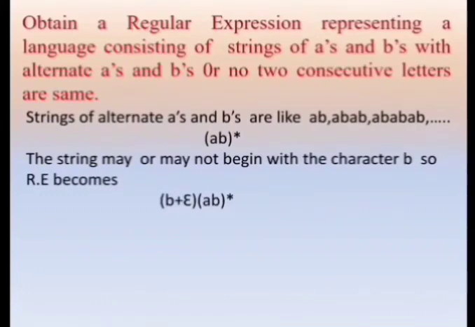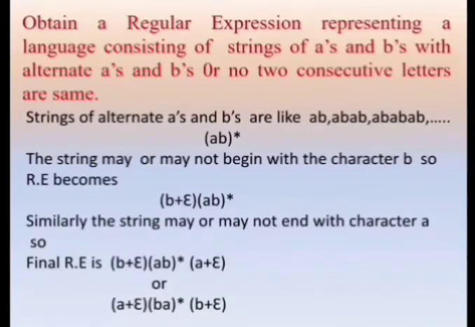Similarly, the string is ending with B here, and it may or may not end with B. So the final regular expression becomes (B plus epsilon) (AB) whole star into (A plus epsilon). If we consider the repeating factor, it can be either AB or we can consider it as BA. If we consider it as BA, then the whole regular expression can be written as (A plus epsilon) into (BA) star into (B plus epsilon).